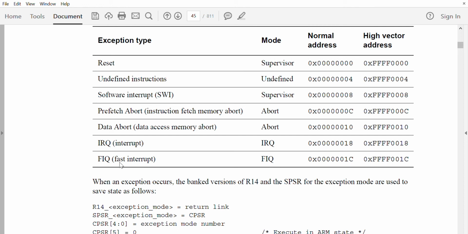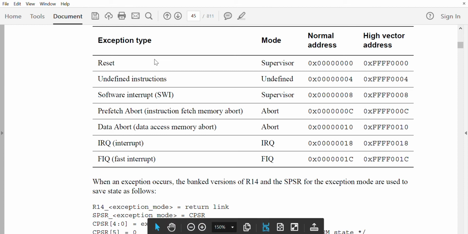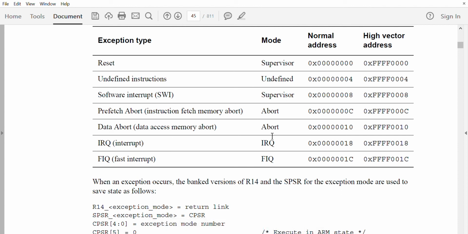We also talked about the different types of modes. We talked about registers. We talked about what an exception is. So what are the 7 types of exceptions that are supported by the ARM processor? These are the 7 types of exceptions, and these are the modes in which they can occur.